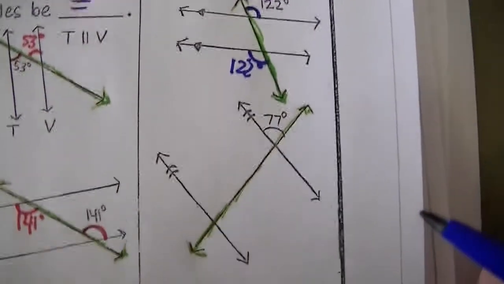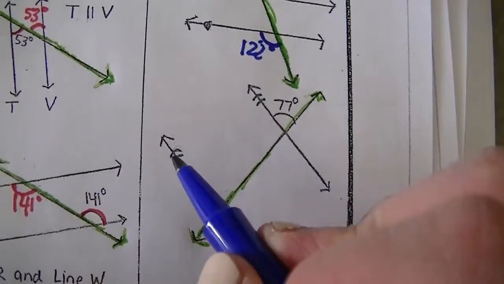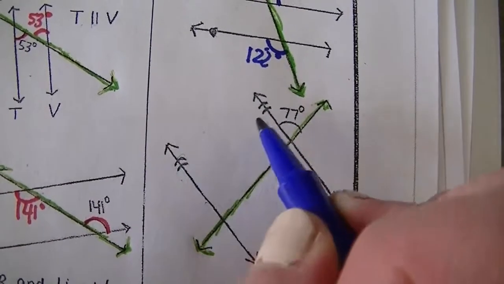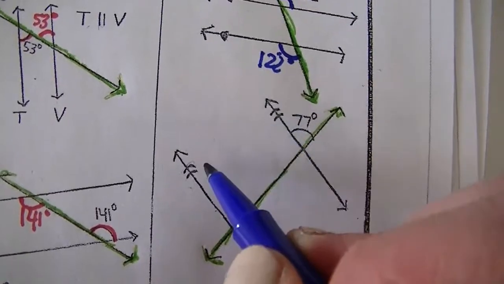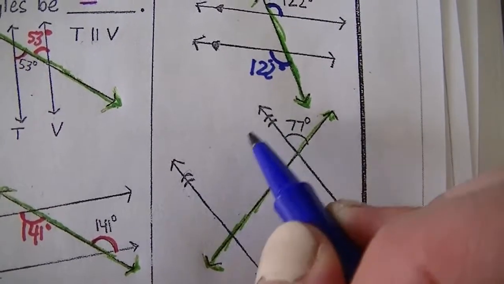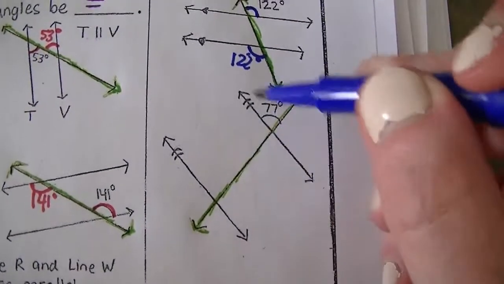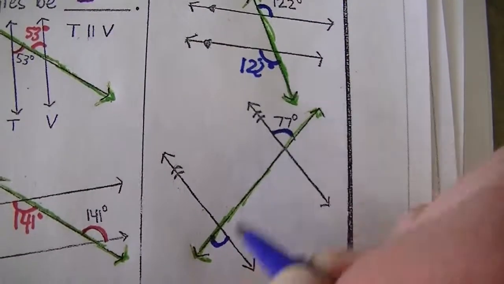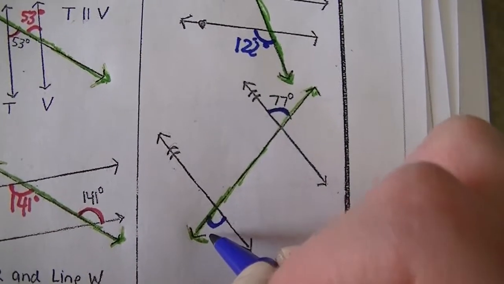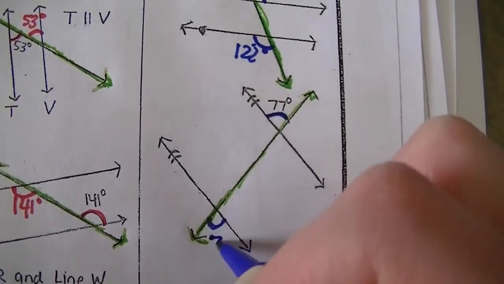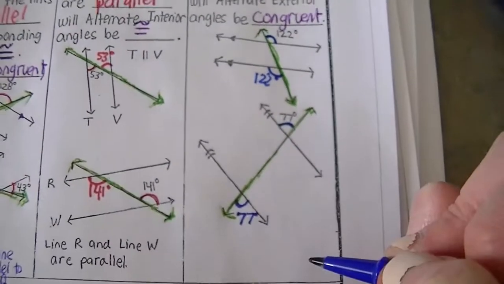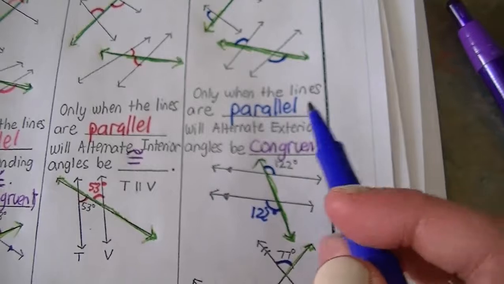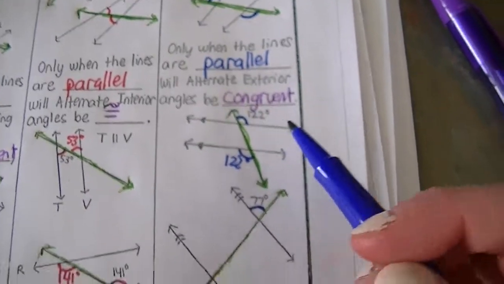Okay, now the next one, let's make sure those lines are parallel. Yep, look at these weird looking tick marks. See how they have two dashes? Well, they're matching. I know they may look a little bit weird, but they are matching, meaning that this line is parallel to this line. So if this is 77 degrees, this angle, its alternate exterior angle, is 77 degrees also. Okay? Because only when the lines are parallel will alternate exterior angles be congruent.